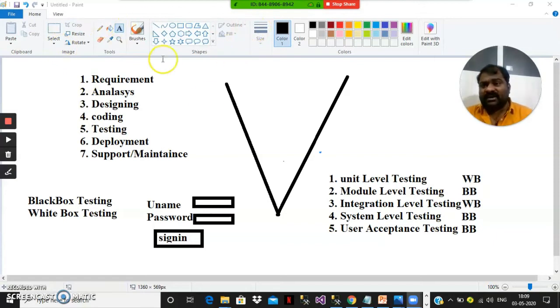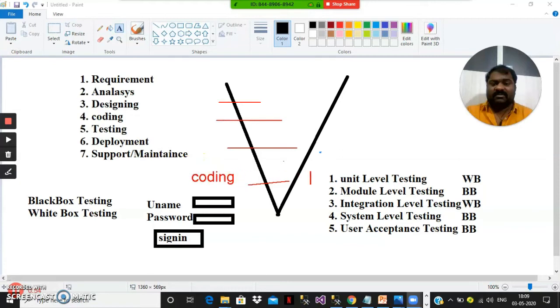So in the V model, the first step is requirement gathering. Same as the waterfall model: requirement gathering, next analysis, next designing, next coding. In the V model, especially, coding and testing are done simultaneously. The developer writes the code, and parallelly testing is also done. But in the old waterfall model, after completion of the total coding, testing is done at the final stage.